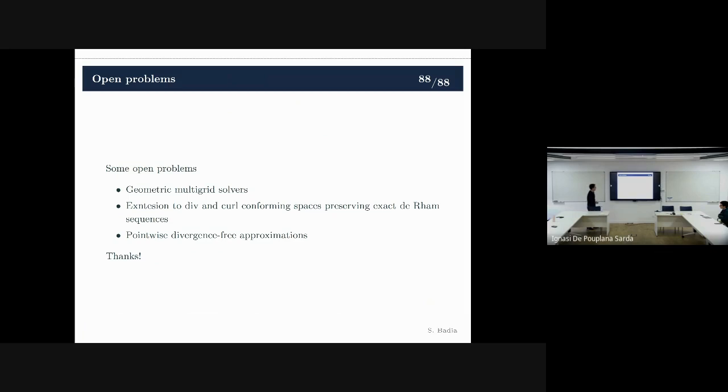There are open problems for sure. Now we are working on geometric multigrid for this kind of scheme. I still don't know how to define extensions for exact de Rham sequences in unfitted finite elements, so that's something some people have asked me. I don't know yet. For instance, I don't know how to create point-wise divergence-free approximations in unfitted finite elements. There are many things that are not solved, but that's open research, and probably if I have the time at some time, I would like to look at it.